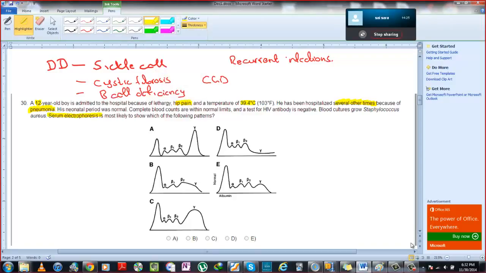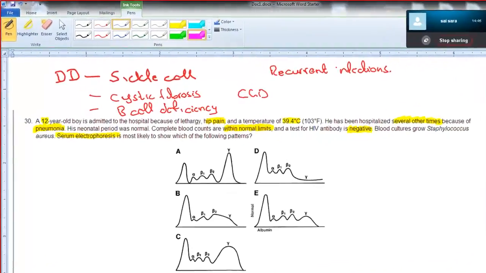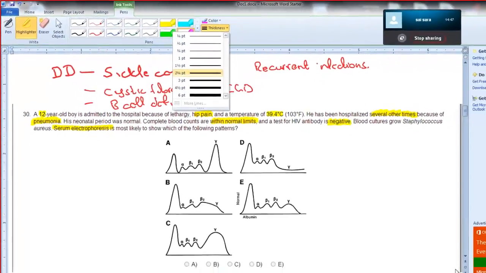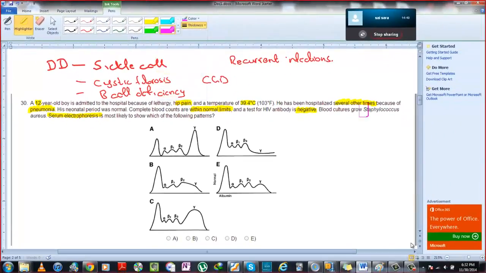His neonatal period was normal. Fair enough. Complete blood counts are within normal limits. Good. And a test of HIV antibodies is negative. Blood cultures grow Staph aureus. Interesting. Wonderful. So now tell me, if the patient has sickle cell crises, what is the connection between sickle cell and hip pain?